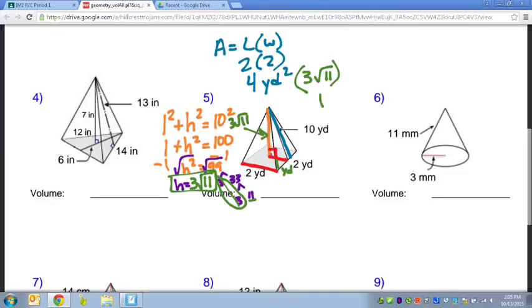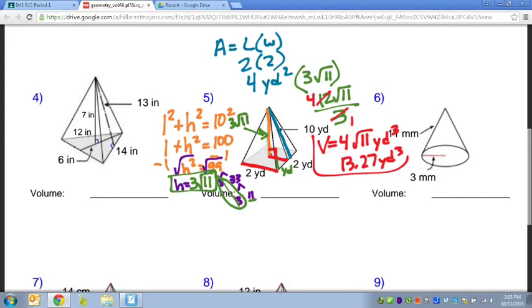So 4 times 3 is 12 radical 11. But remember, it is a pyramid, so that means we have to divide by 3. And when we divide by 3, we can reduce 12 over 3 to 4 over 1. So my final answer for volume is going to be 4 radical 11 yards cubed. That would be if I left it as an exact answer with radicals involved. But if you made it a decimal, we do 4 times radical 11, and I get an answer of 13.27, if I'm rounding, 13.27 yards cubed.